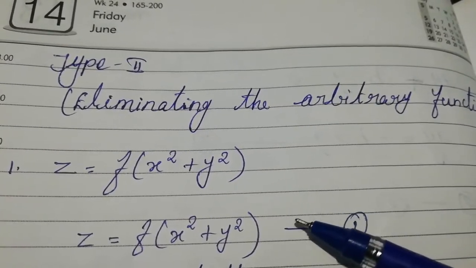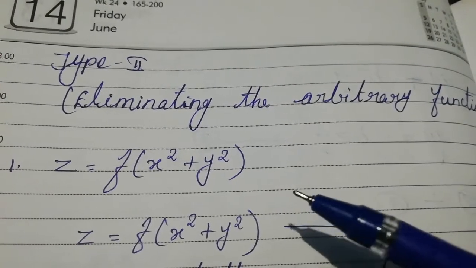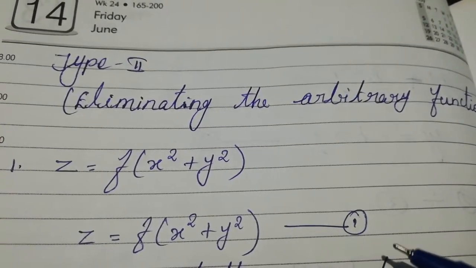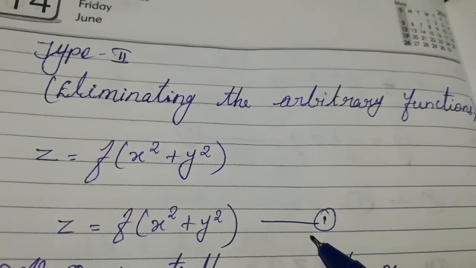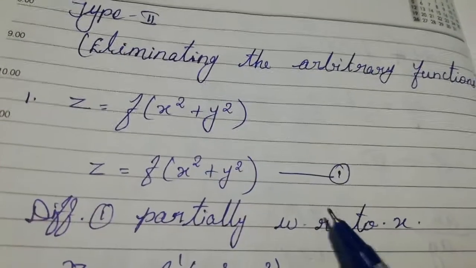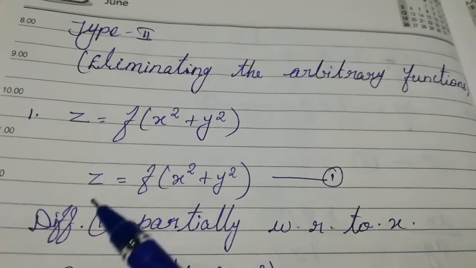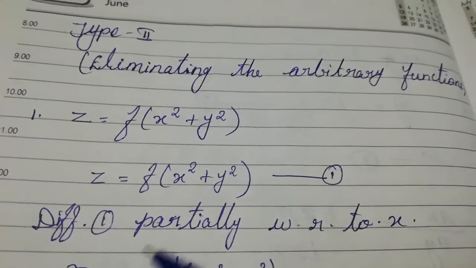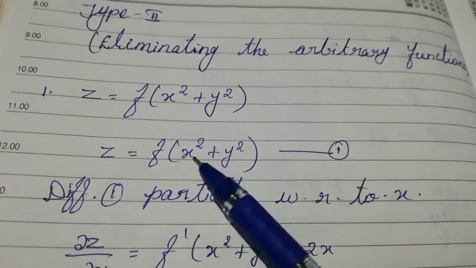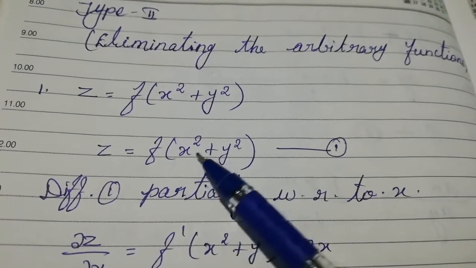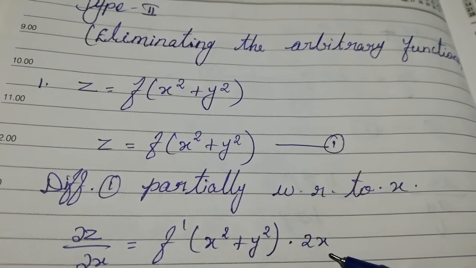Here also we use dou z by dou x equal to p and dou z by dou y equal to q. Taking this as equation 1, partially differentiate equation 1 with respect to x. So what we get, left hand side dou z by dou x is equal to the differentiation of f of x square plus y square, which is f dash of x square plus y square, next the differentiation of x square, that is 2x.